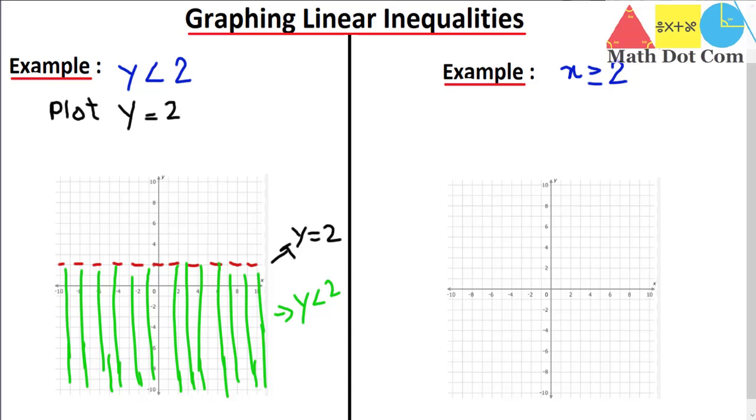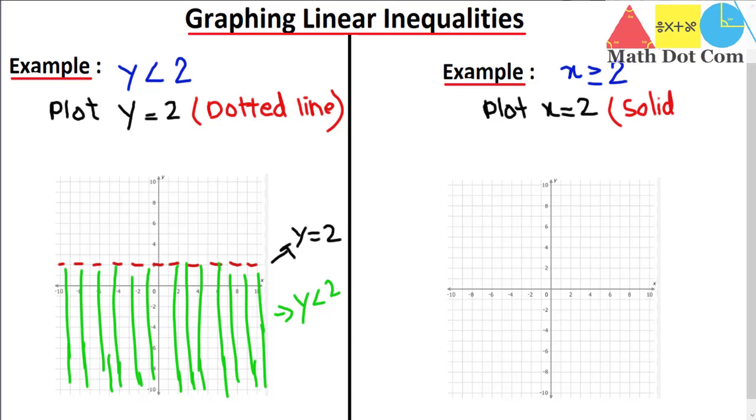Now let's move towards the next example where we have the inequality x greater than and equal to 2. Now here we have the equality sign. It means we have to plot x is equals to 2 first, but with the solid line. So keep this in mind that here we were having the dotted line because this line was not included in the solution set. While in this case, we will have a solid line because it will be included in the solution set of the given inequality x greater than and equal to 2.